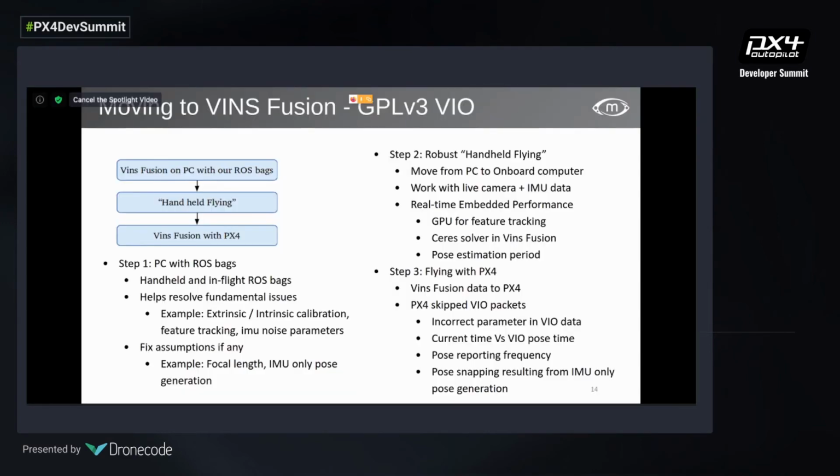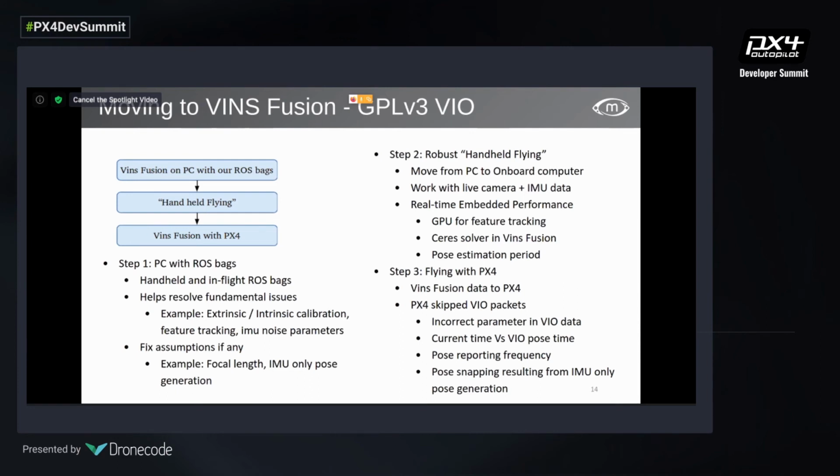Once we had this consistently working, we made the switch from the PC to the actual drone on which we wanted to fly VINS-Fusion with PX4. First, we made sure that the ROS bags that worked consistently on the PC worked really well on the onboard computer as well. Then we moved from using the ROS bags to using live camera and IMU data. Since the PC is much more powerful than your onboard computer, we had to deal with the real-time performance.